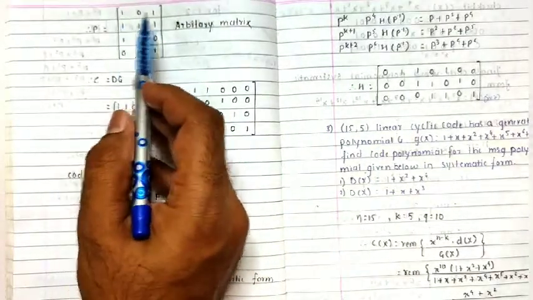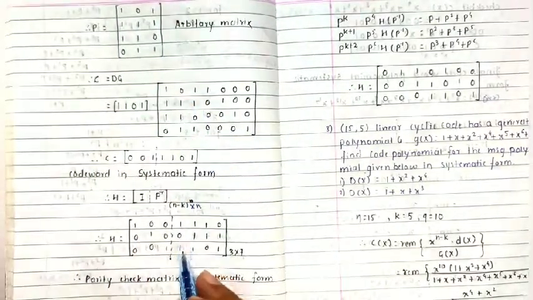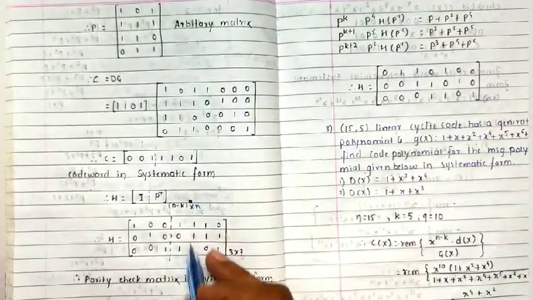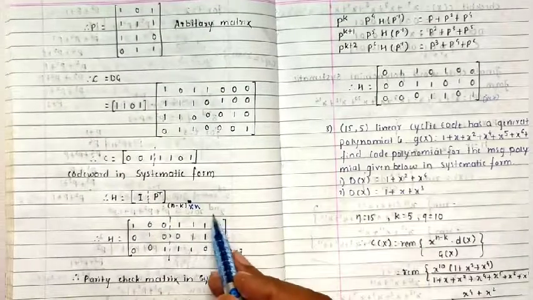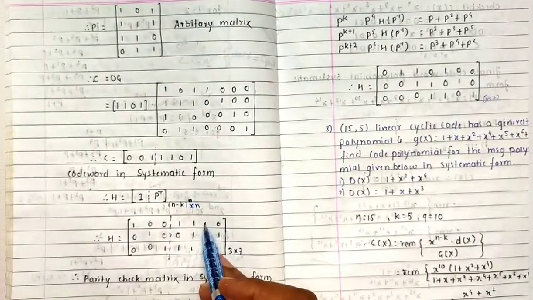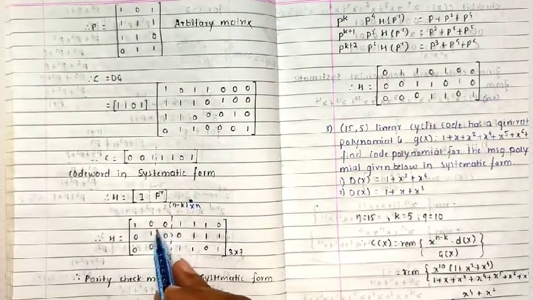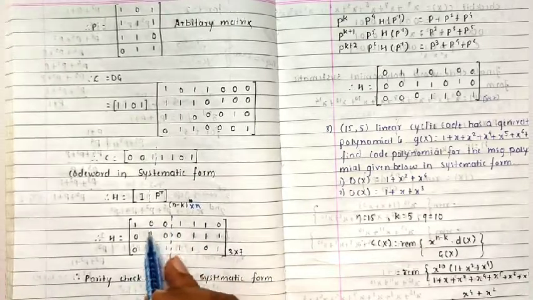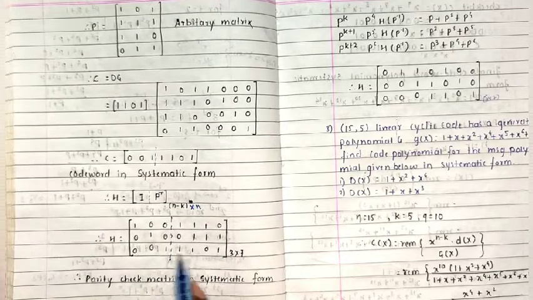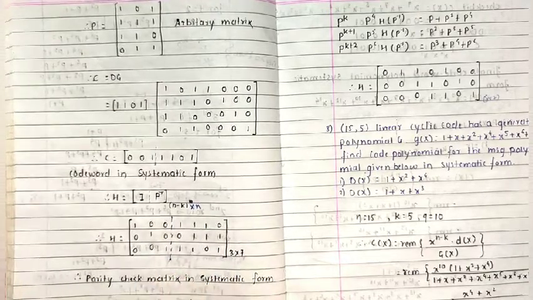Transpose means replacing rows by columns. So 101 we can write as a column, 111 this column, 110, and the last column is 011. Once we have written this, now we need to write the identity matrix here. How many rows are here? Only 3. So we need to write an identity matrix of size 3 by 3. This is the way we can write the H matrix.